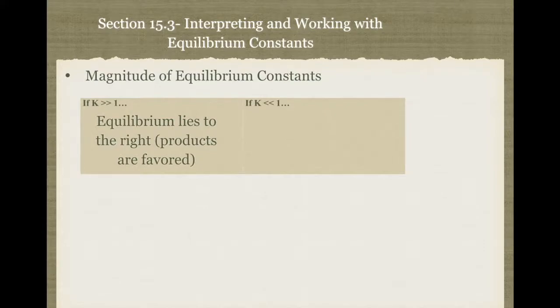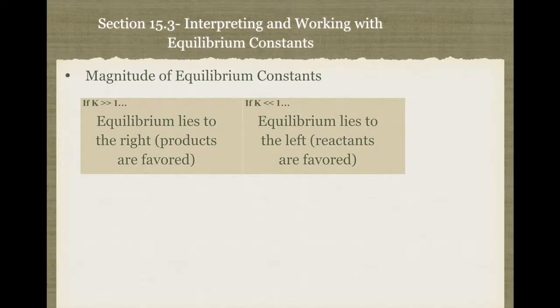So what we say is that you can either say the equilibrium lies to the right or simply that the products are favored in the equilibrium reaction. If your equilibrium constant is less than 1, what that tells you is that the equilibrium lies to the left, meaning that your reactants are favored because remember again, reactants are in the denominator, and therefore if your K is less than 1, that means that the denominator value is larger than the numerator value.